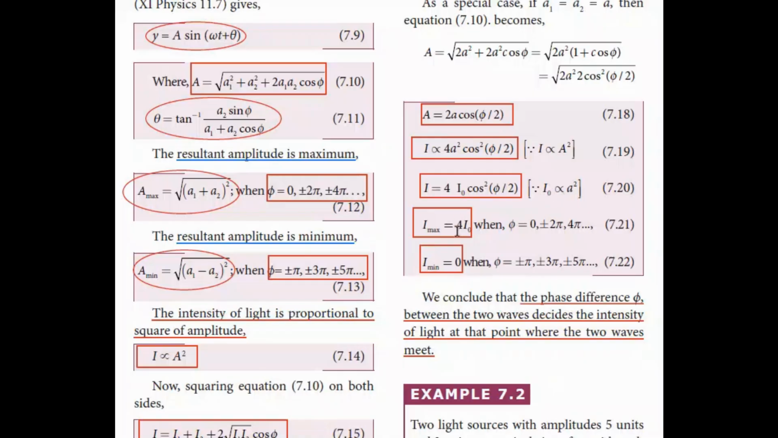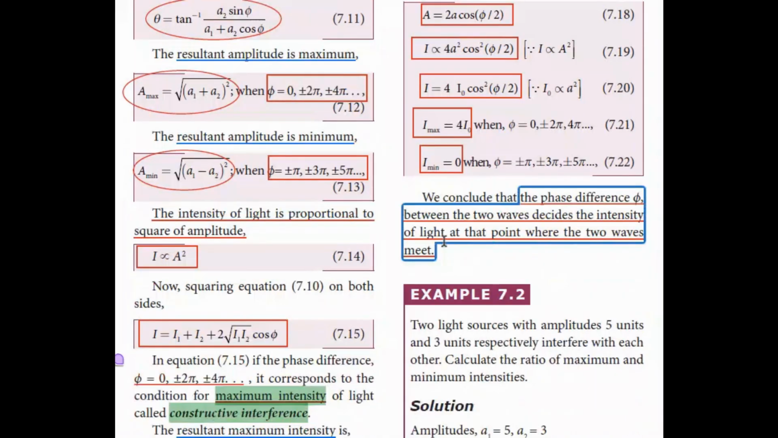And the maximum intensity is given by 4 times I naught, when phi is equal to 0, plus or minus 2 pi and 4 pi, etc. And I minimum is equal to 0 when this phi has the value of plus or minus pi, plus or minus 3 pi, plus or minus 5 pi, etc. So we conclude that the phase difference phi between the two waves decides the intensity of light at that point where the two waves meet.